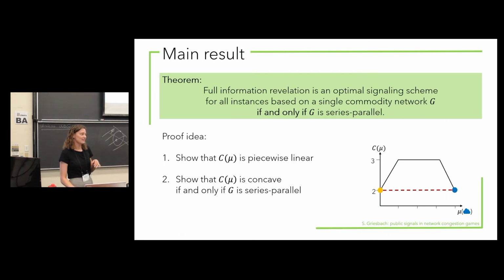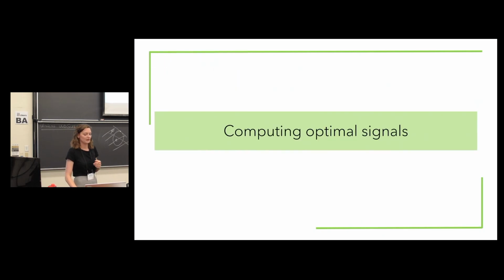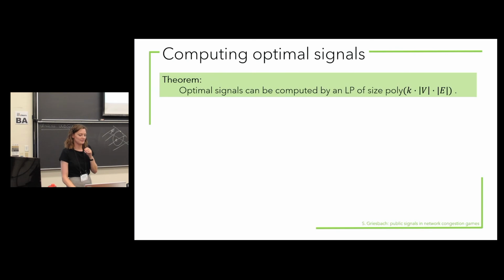And this is exactly the second part of our paper where we come to computing optimal signals. And let me just state the theorem real quick. So here we say that optimal signals can be computed by an LP of size polynomial in K, the number of vertices and the number of edges.